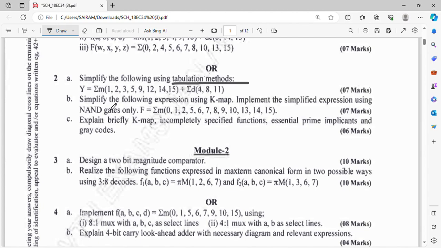That is for your NAND gates only. For SOP it is NAND gates, and for POS it is NOR gates, right? Next, explain briefly: incompletely specified function, essential prime implicant, and gray code.